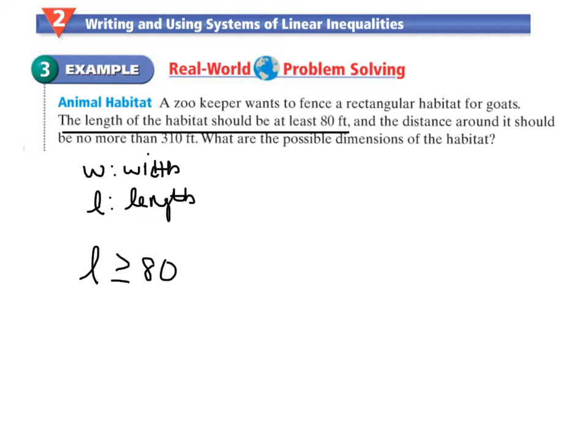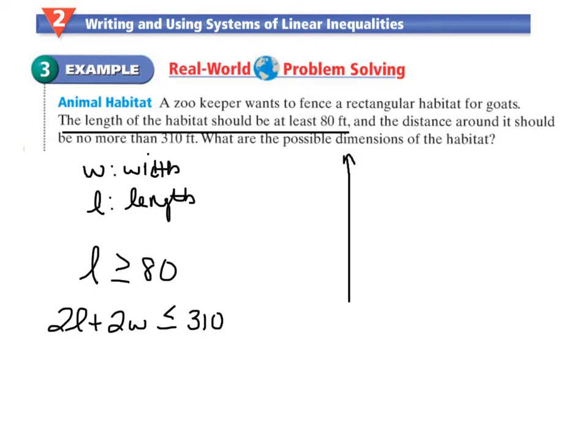Then it says the distance around should be no more than 310. Well, since we're talking about a rectangle, we have 2 lengths plus 2 widths, and it can be no more than 310. So it could be equal to 310 or less. So we have to graph both of these. Now, obviously your length has to be at least 80, but I don't think you'd probably want to graph 1, 2, 3, 4 all the way to 80.